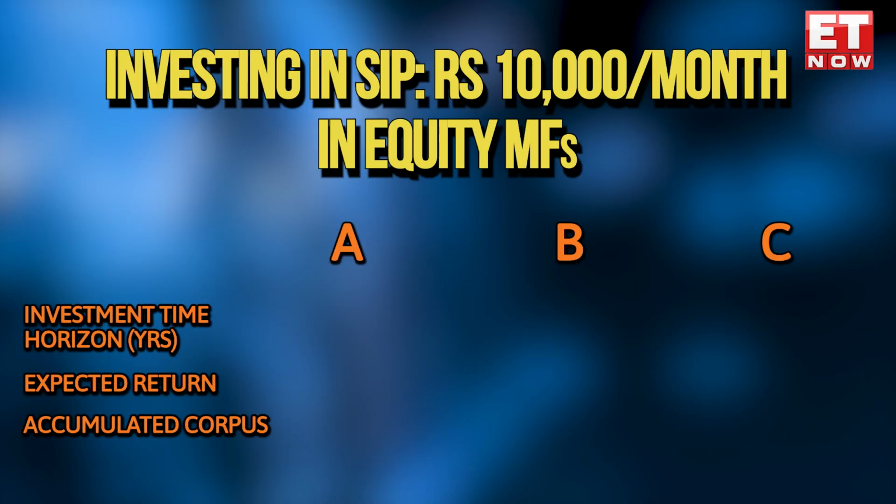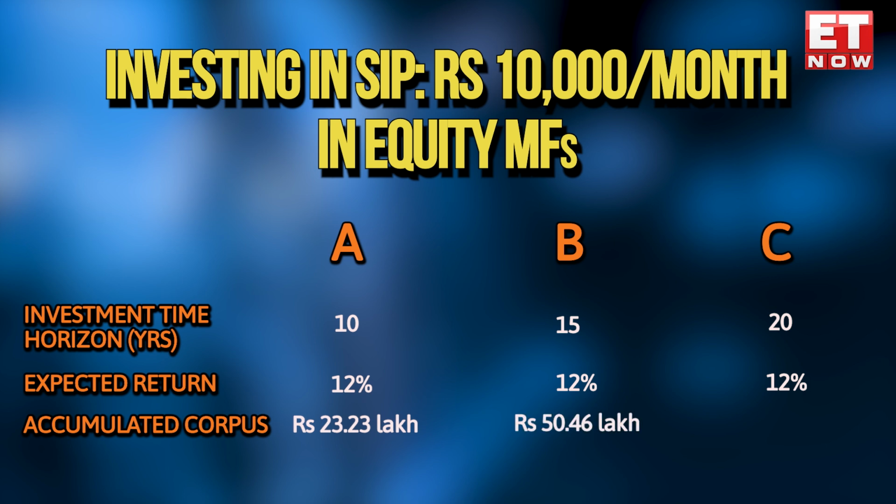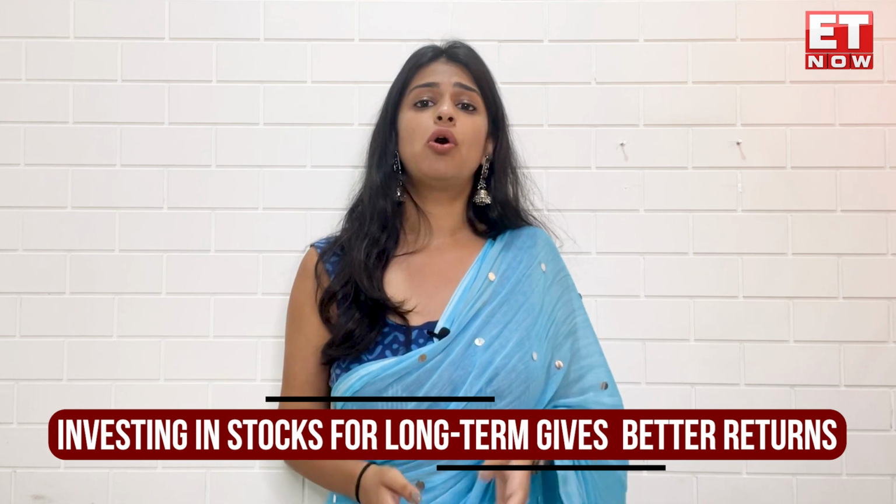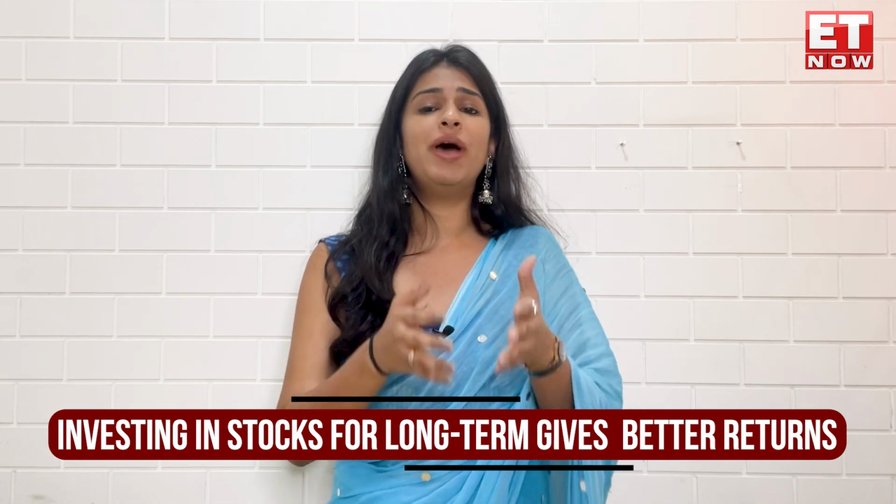Let me explain this to you with a similar example. Now say A, B and C decide to go with investing in an SIP of rupees 10,000 per month in equity mutual funds for 10, 15 and 20 years respectively, and they are expecting a return of 12%. Calculating the accumulated corpus, A will earn more than 23 lakhs, B will earn over 50 lakhs and C will earn over 99 lakhs. Investing in stocks also for a long term gives you better returns.